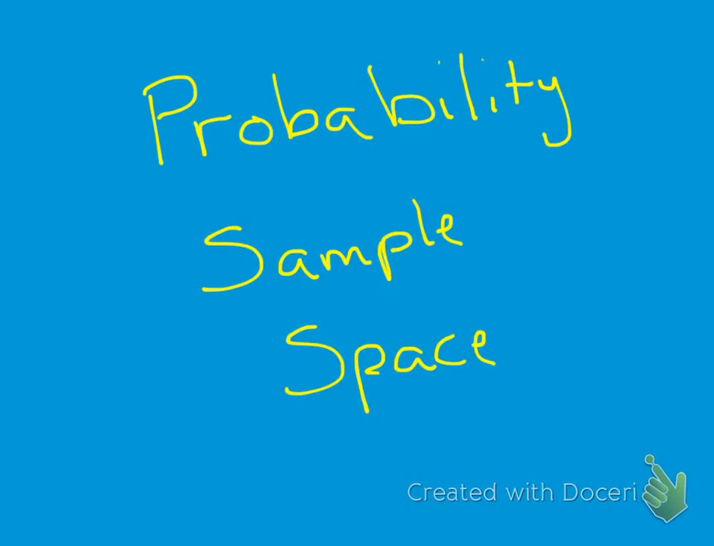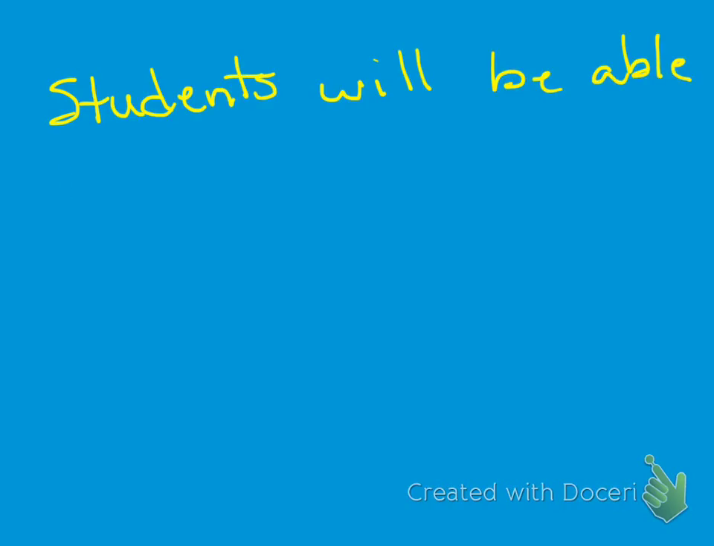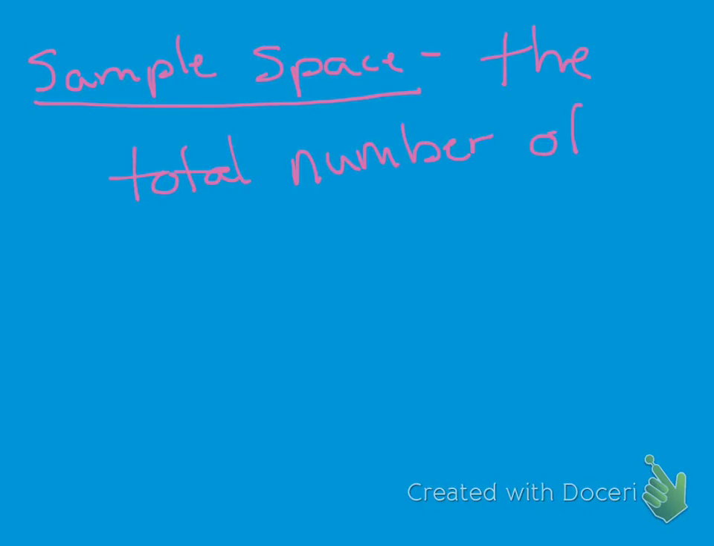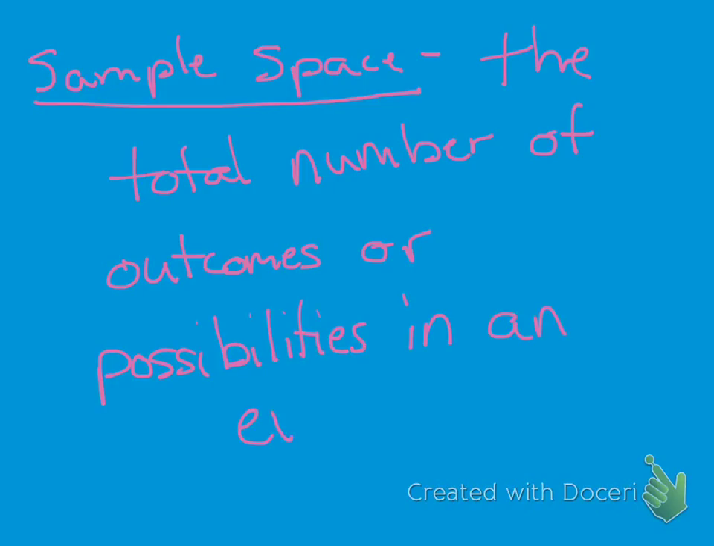Today's lesson is on probability sample space. The objective for today: students will be able to find the total number of outcomes in an event. Well, let's define what sample space is. Sample space is the total number of outcomes or possibilities in a particular event.